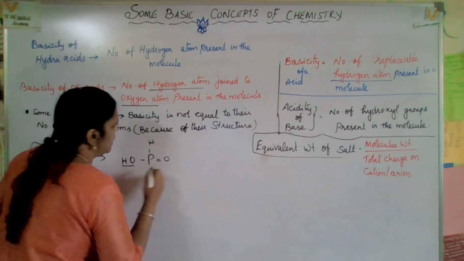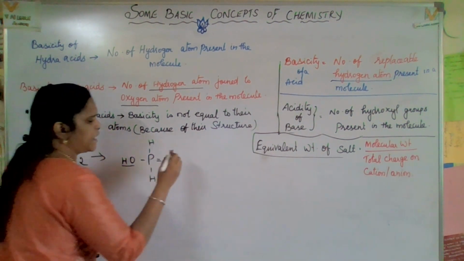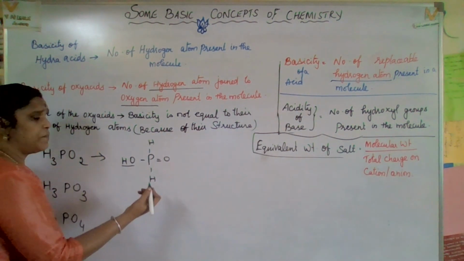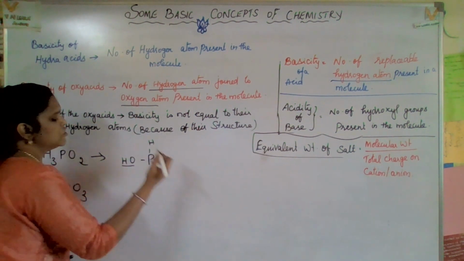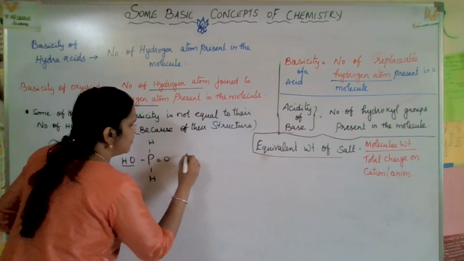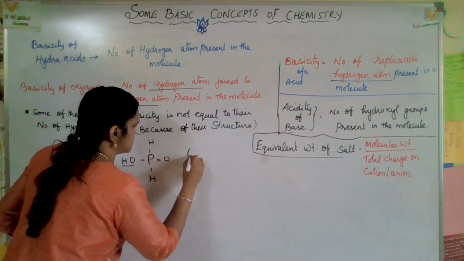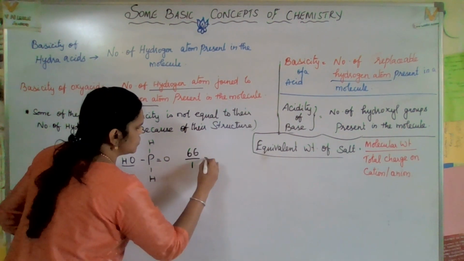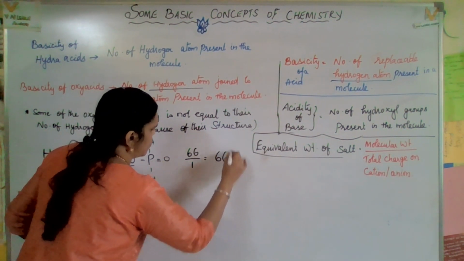How many are there? Here, only one. That means molecular weight divided by the hydroxyl group, right? So that means only one. So here, the molecular weight of this substance is 66 and 1. So the equivalent weight is 66 only.